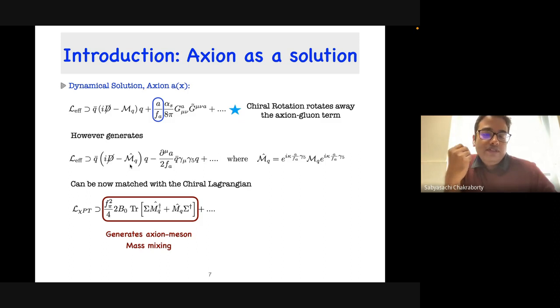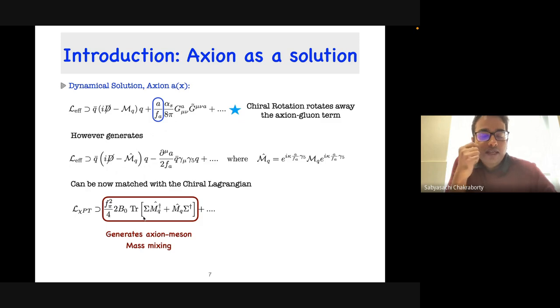The usefulness of such a rotation is as follows. If one rotates away the G G-dual term and has only axion-quark couplings, then it can be matched with an effective theory of mesons or baryons, and we have such an effective theory, which is the chiral Lagrangian. So the usefulness of this rotation helps us to match this theory with an effective theory of chiral Lagrangian.